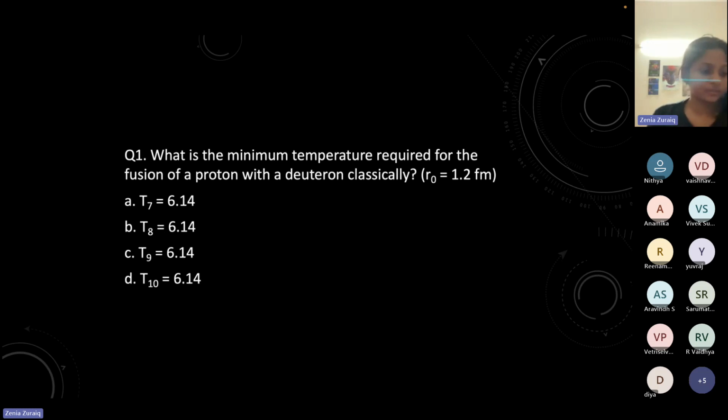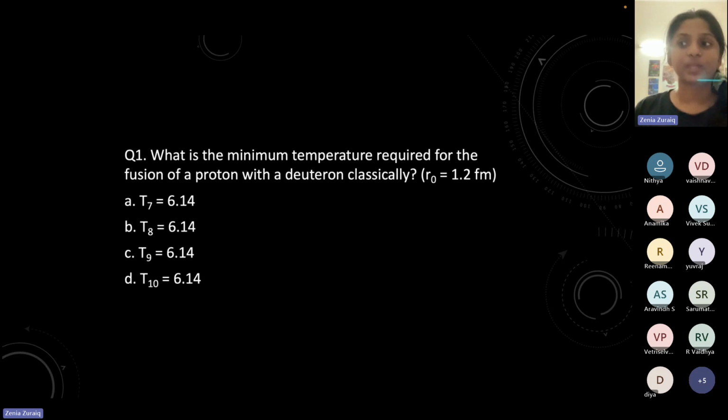Okay, if people are not going to give the answer, I will give the answer. So your friend was correct. It is T9 6.14. Okay, Arvind, you don't know how to proceed. Fine, thanks. If people tell me they don't know how to proceed, then only I will be able to explain. So again, what did we find last class?